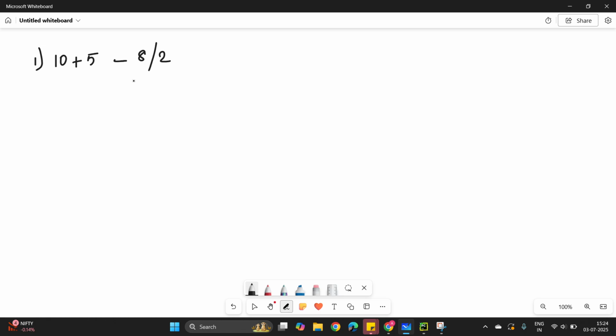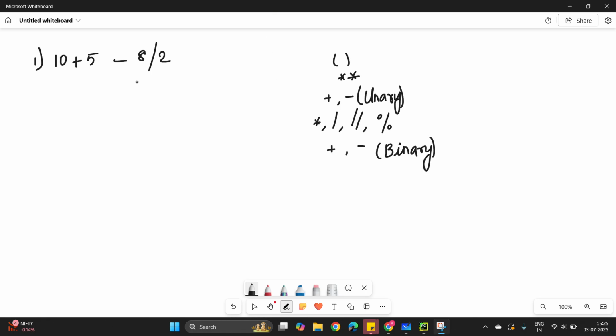According to the precedence, I'll write the precedence here. So this is the precedence of the arithmetic operators. In this expression, the precedence that comes first is 8 by 2. This will be evaluated first and then plus and minus. So this will be evaluated second, and this 1 and 2 will be completely evaluated in the third step.